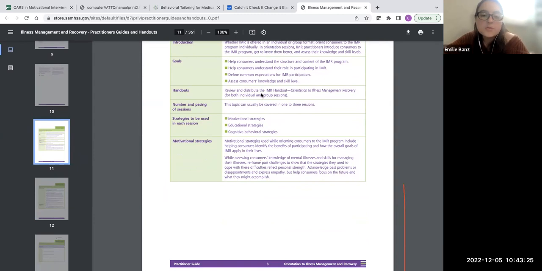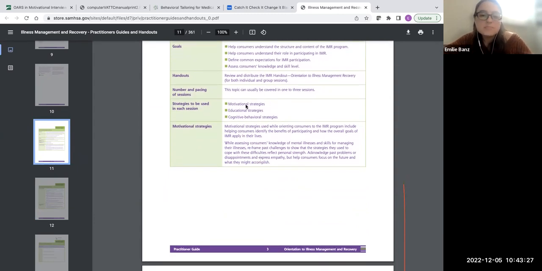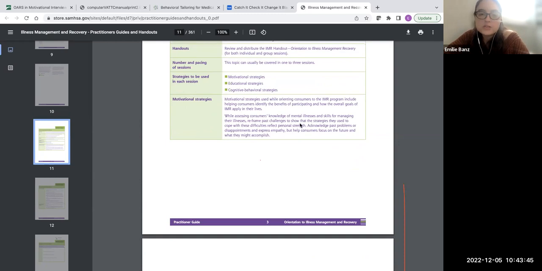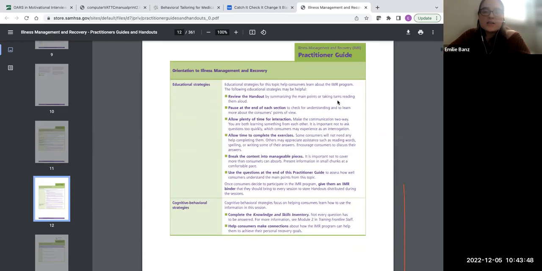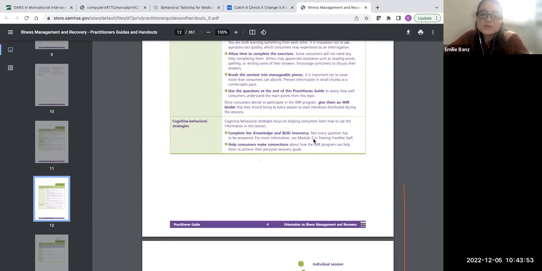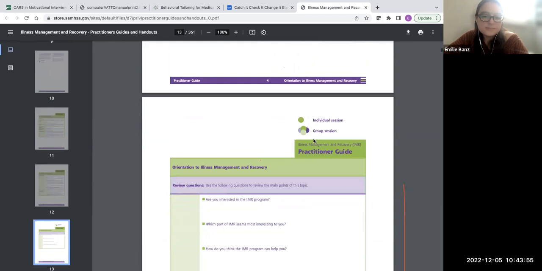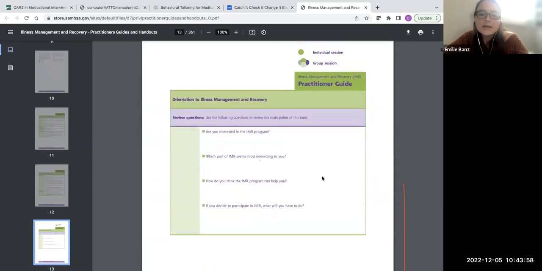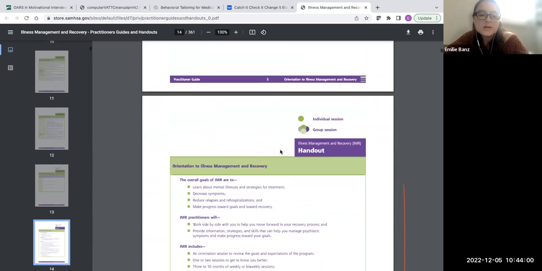And then it gives you different strategies you can use, motivational strategies, educational strategies, and cognitive behavioral strategies you as a practitioner could use in each session. So when I tell you it tells you exactly what to do, I genuinely mean it tells you exactly what to do. Okay, it gives you the different motivational strategies. It highlights the different educational strategies you can use, and then it goes over the different cognitive behavioral strategies that are included. Okay. It gives you some review questions.